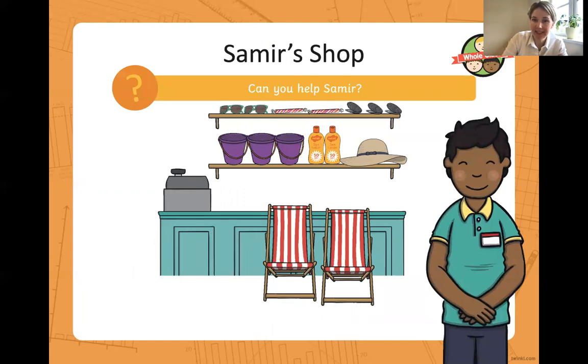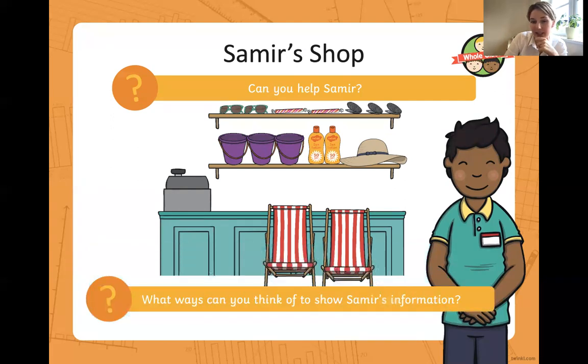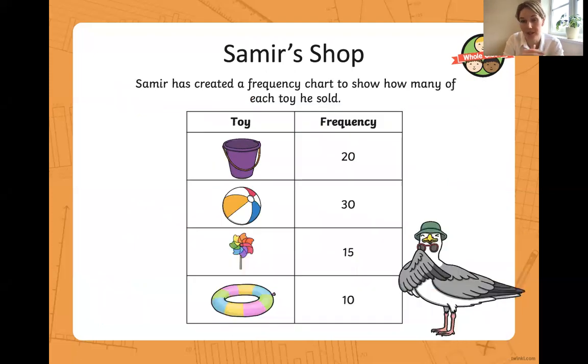Now Samir here, look, wants to run a seaside shop and is collecting information about how many toys he has sold last week. He's not sure how he should organise this information, so let's see how we can make it easy to understand. So we've been learning about tally charts, pictograms and block diagrams. He's chosen this frequency chart. A frequency chart is when you write down a number, it's just a number, to show how many of each toy he's sold. So can you see here how many buckets he's sold?